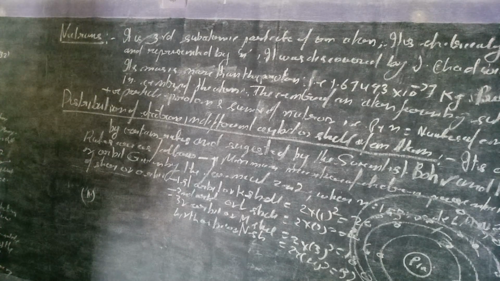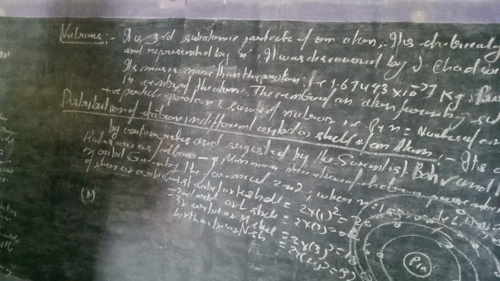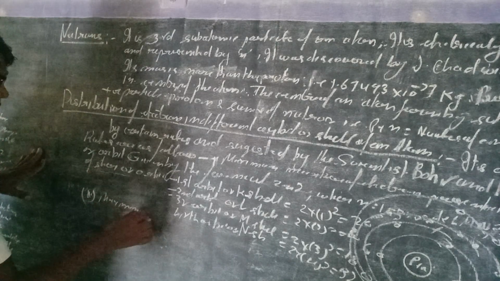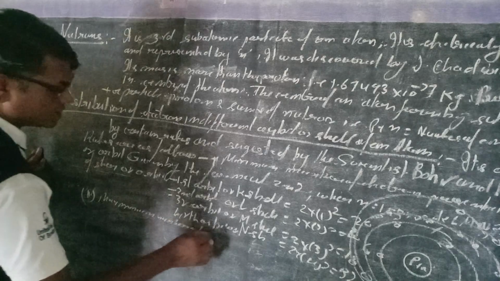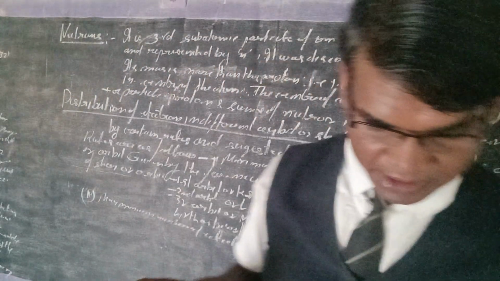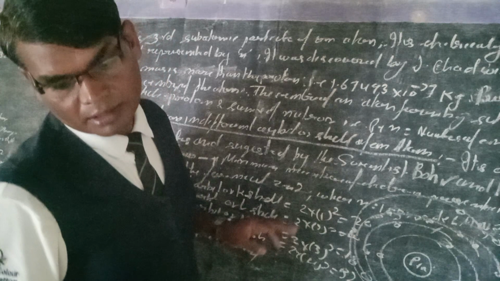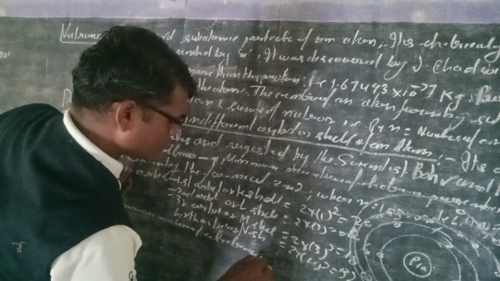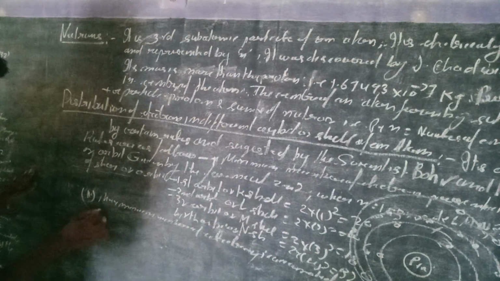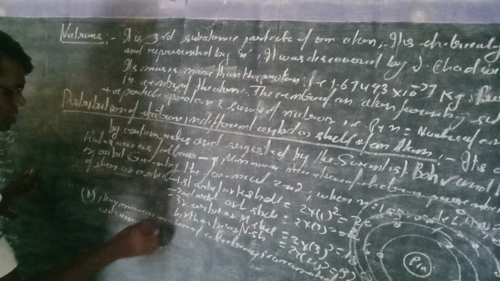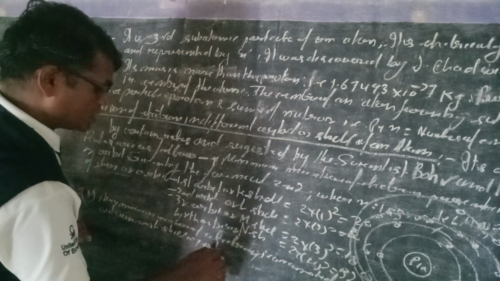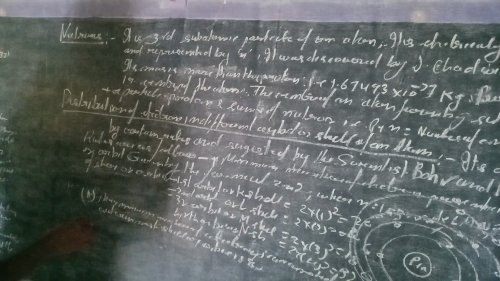The second rule says that the maximum number of electrons that can be accommodated in the outermost cell or orbit is 8.